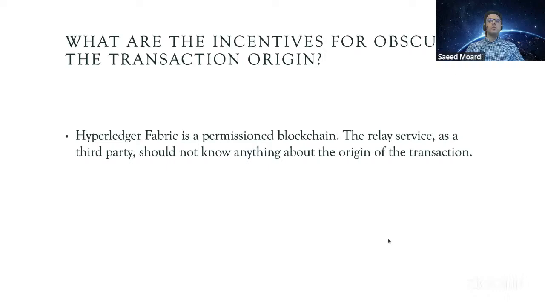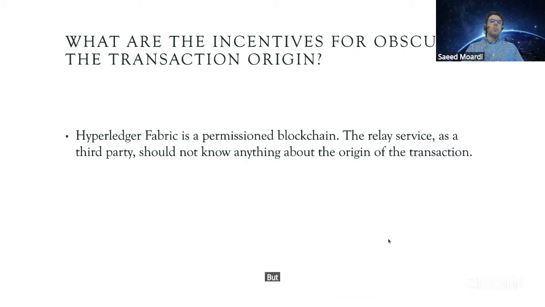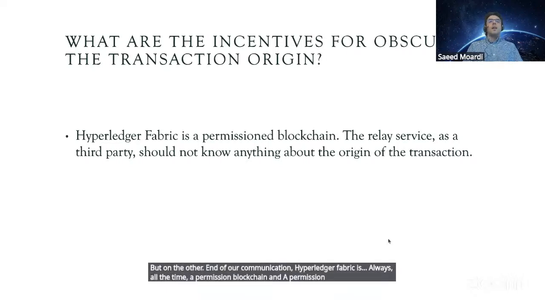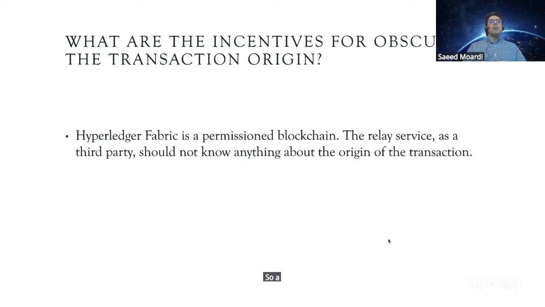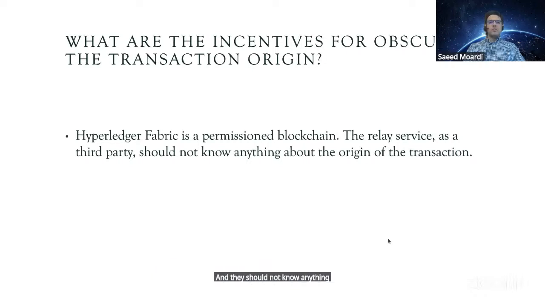But it is usually used as a public blockchain, and in our architecture, we are assuming that Substrate is a public blockchain. But on the other end of our communication, Hyperledger Fabric is always a permissioned blockchain, and a permissioned blockchain should protect the privacy of its users. So a relay service that is an outsider, even though it is certified by Fabric CA, is still an outsider, and should not know anything about the origin of the transactions.